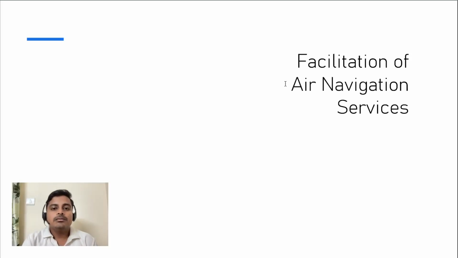Now, the remaining articles 22 to 28 in this series, we have categorized into a category named Facilitation of Air Navigation Services. These categories are just to help you remember these articles. So if you are fine remembering them without these categories, that is up to you.